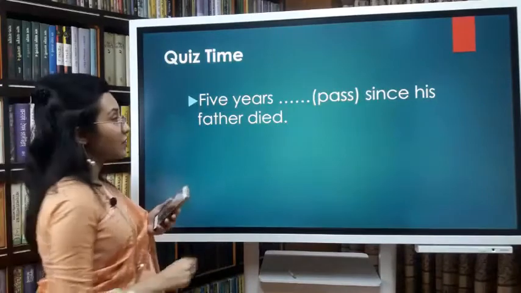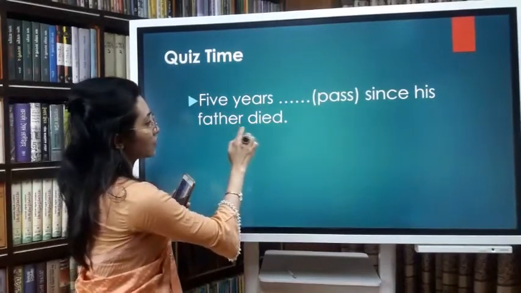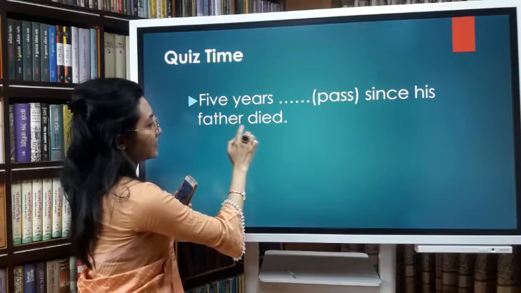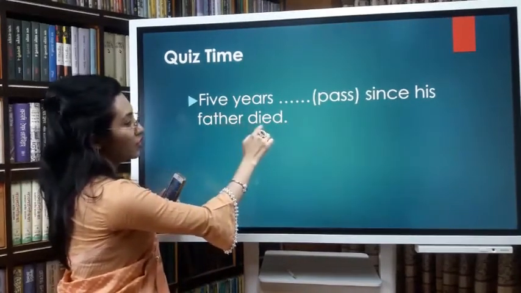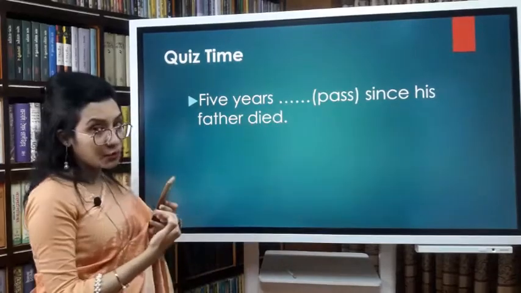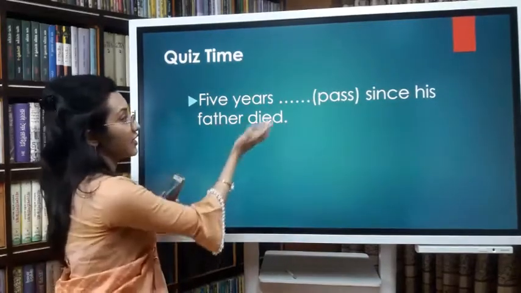In this case, what you have to focus on is the second part, father died. So এখানে subject, then the V2. তাহলে পরে, since এর পরে যদি subject এবং V2, তার মানে past indefinite থাকে, তাহলে আগে কি হবে?